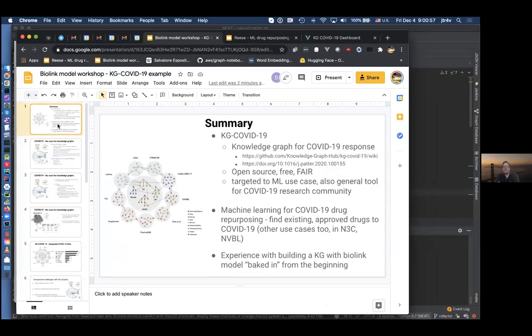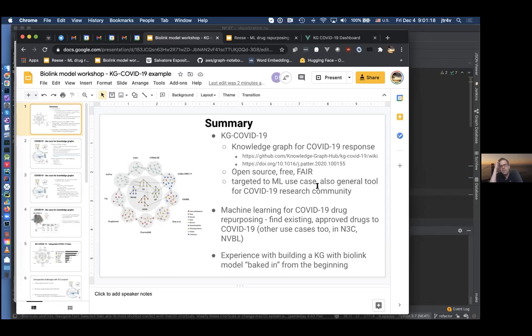Okay. So I thought I'd tell you about KG COVID-19, which is our knowledge graph for COVID-19 response. I'll tell you up front what I'm going to tell you. You can read all about that here. There's a GitHub repo. All of this is free and fair and open source, et cetera. We just published a paper about this if you want to know the gory details.